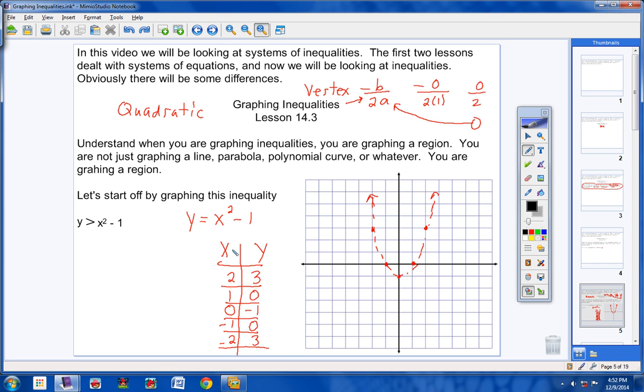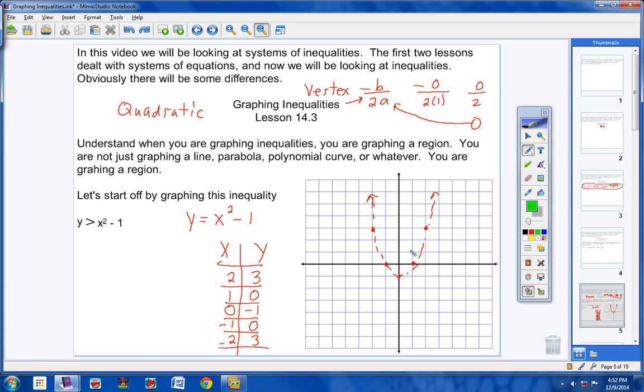Now, how do you know where to shade, students? Do you shade inside the parabola, or do you shade outside the parabola? Well, that's where testing a point comes in. So please take some really good notes. You have to test a point on the outside or inside to see if you get out a true value.